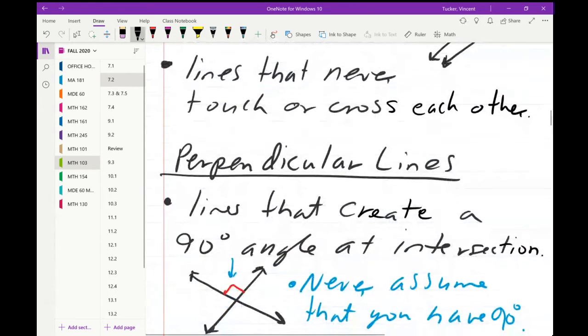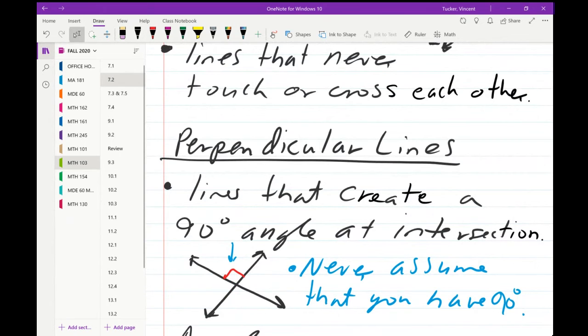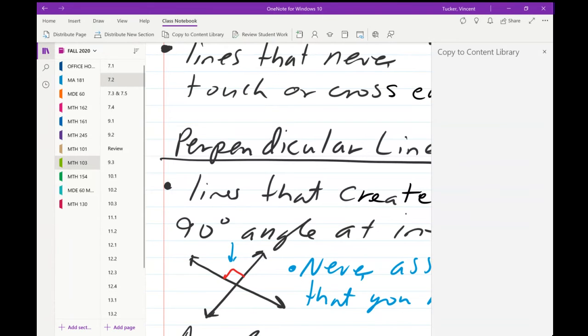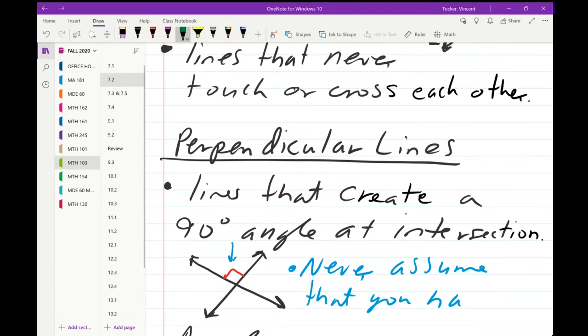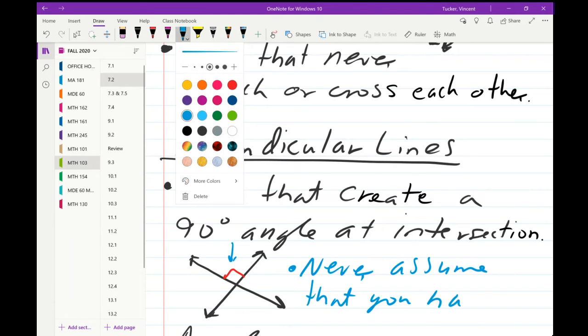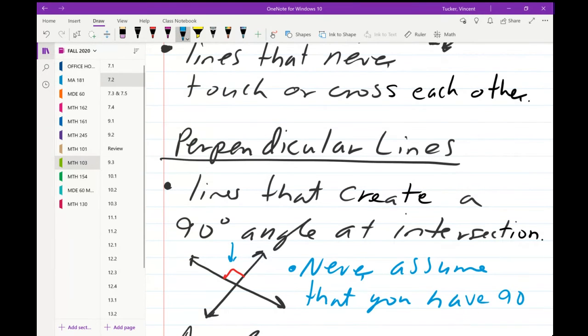All right, so it's a diagram of that. You can never assume that you have 90 degrees. You always have to make sure that you see some indication. Oh no, let's get back to my drawing. There we go. You have to make sure that there's some indication that you have the 90-degree angle.